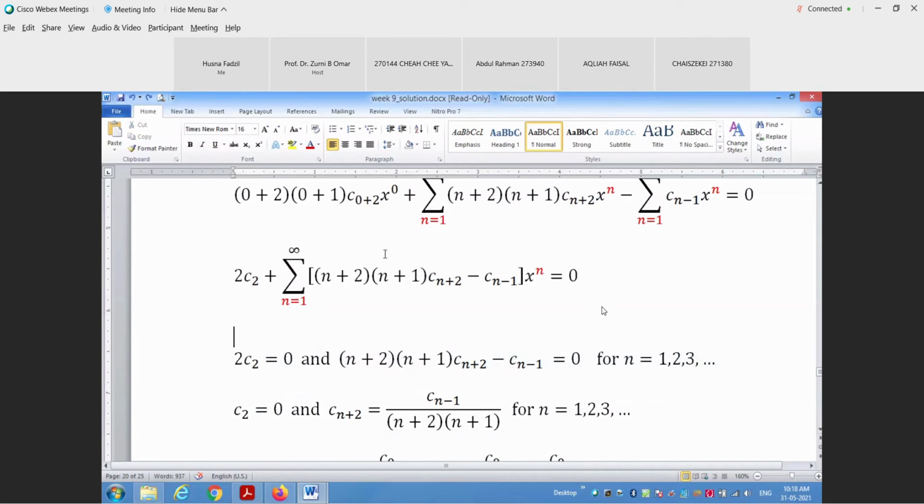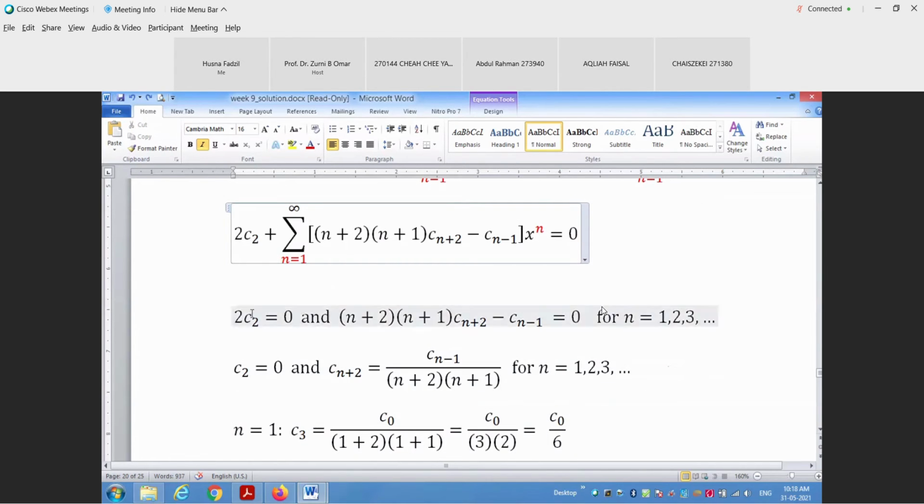And also, all the terms in this series must equal 0 as well, meaning that (n plus 2)(n plus 1)C_{n+2} minus C_{n-1} equals 0. Since now n starts with 1, that means we write here for n equal to 1, 2, 3, and so on. The values of n depend on the index, so we refer to the index.